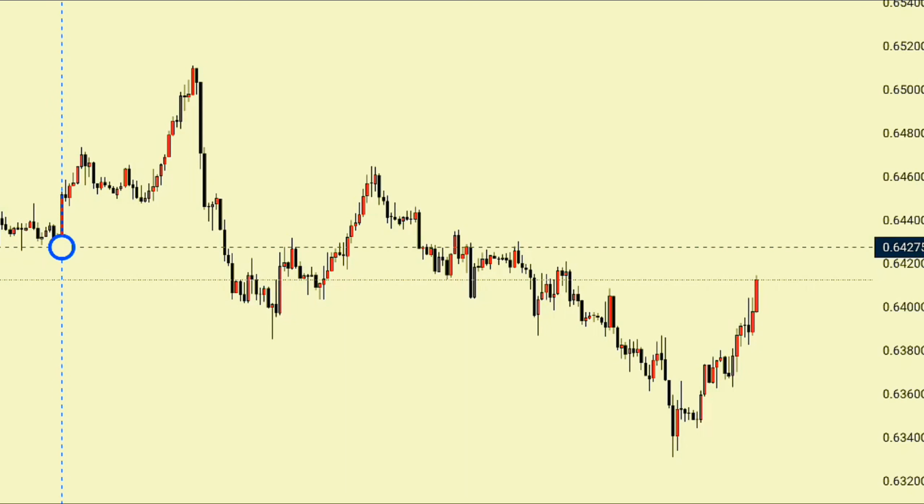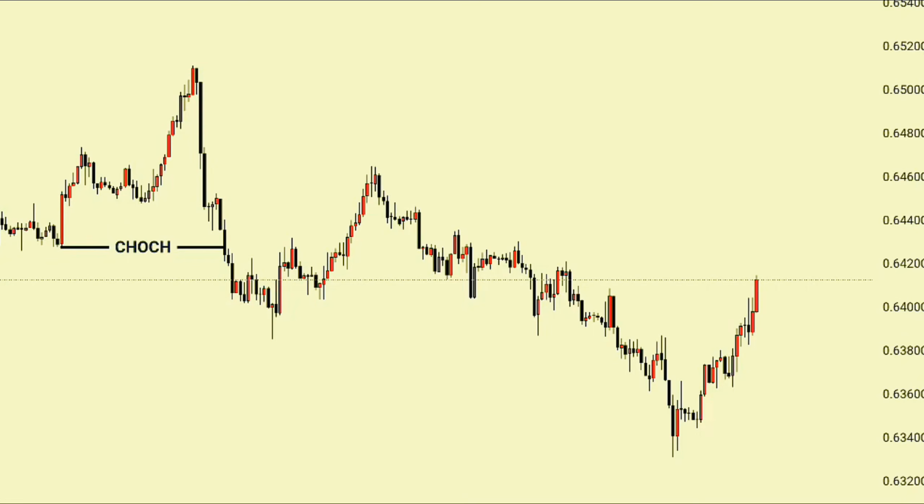This is the point where the market stops making higher highs. This candle breaks the previous higher low, showing that buyers are losing control. Before this moment, the market was moving upward with strength. After this point, the price fails to continue higher and starts to move downward. This change of character tells us that smart money is shifting from buying to selling.